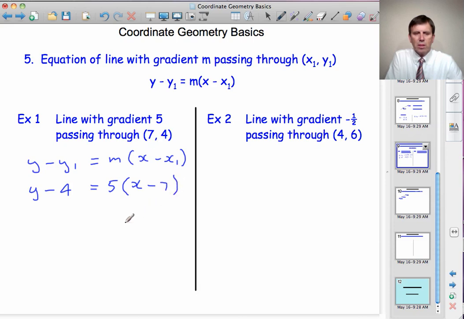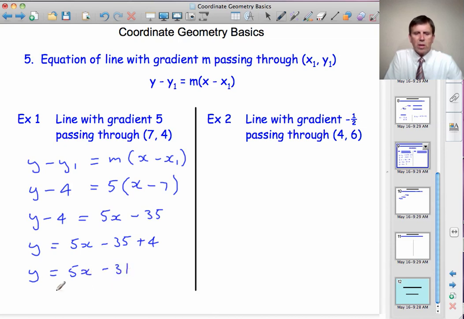And now I'm just going to clear the brackets and get it in the form y equals mx plus c. So that's y minus 4 is equal to 5 times x is 5x, 5 times minus 7 is minus 35. Bring the 4 to the other side and we get y equals 5x minus 35 plus 4. Final answer, y equals 5x minus 35 plus 4 is minus 31. So there is the equation of the line. It has gradient 5 and it passes through the point 7, 4.